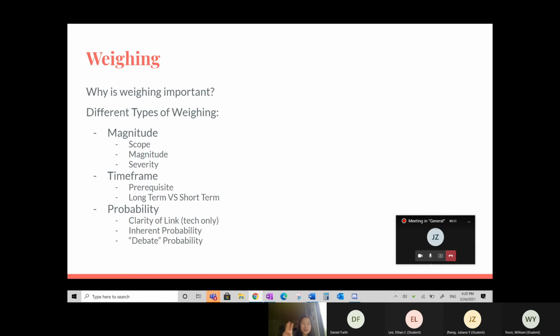So there's 3 main different types of weighing. The first is magnitude, the second one is time frame, the third one is probability. So magnitude is all things like numbers, right? So the first is scope. It's like the number of people affected, which is like, oh, you only affect people in America, but I affect people across the entire world, especially in like China or something. I affect people in China and America, right? That's a bigger scope of people than you.